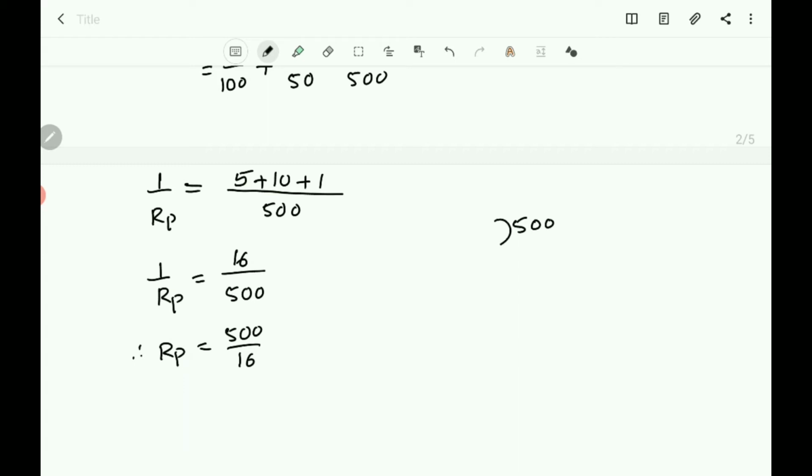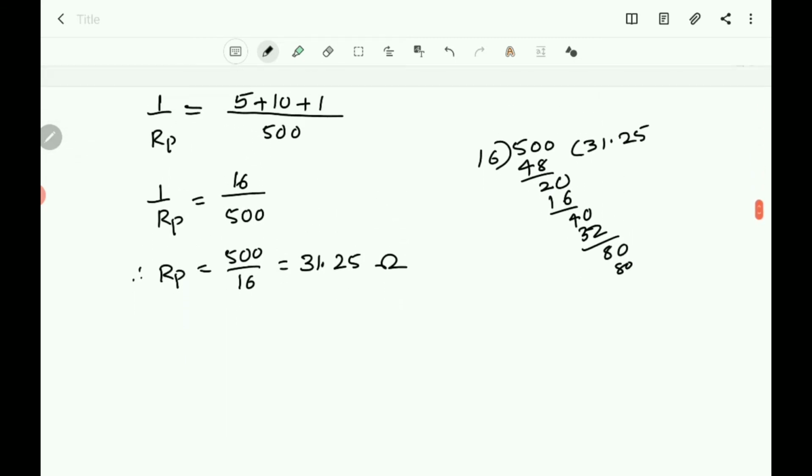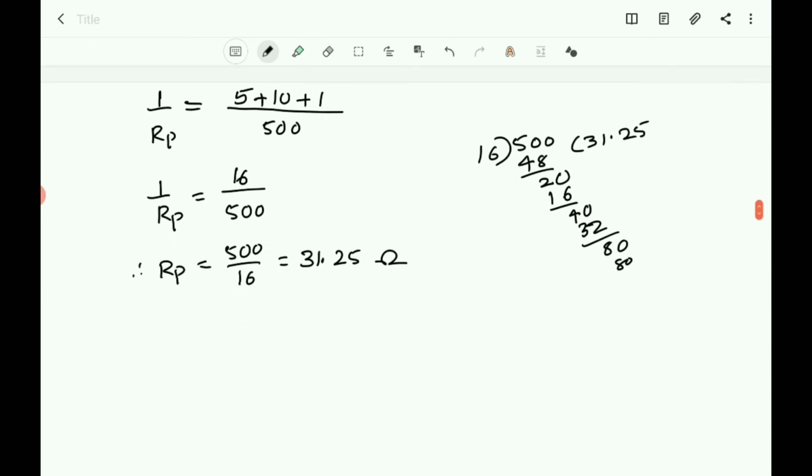If you divide 500 by 16, you will get 16 3s are 48. 2 is remaining here. So 16 1s are 16. 4 is remaining. So you put 0, point you put. 16 2s are 32. 8 is remaining here. And you know that 16 5s are 80. So it becomes 31.25 ohms. It is the resistance of the electric iron.